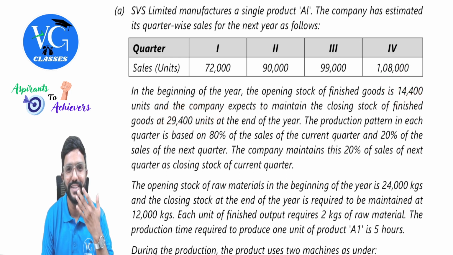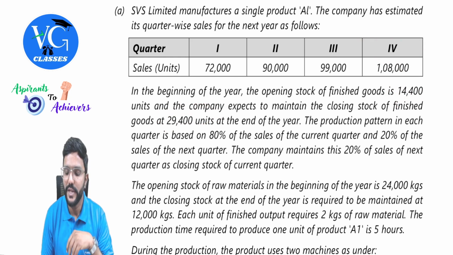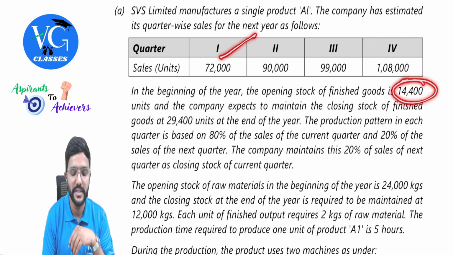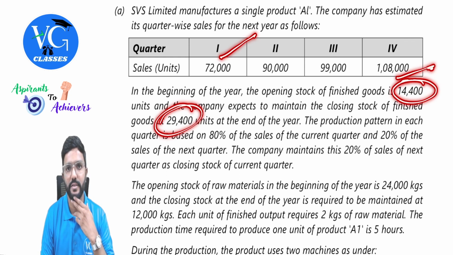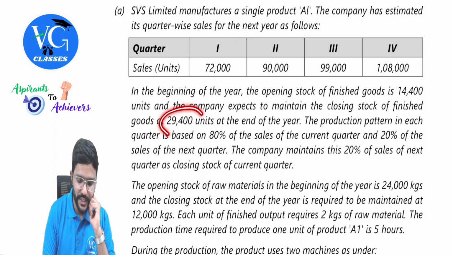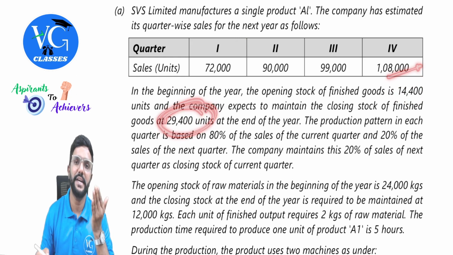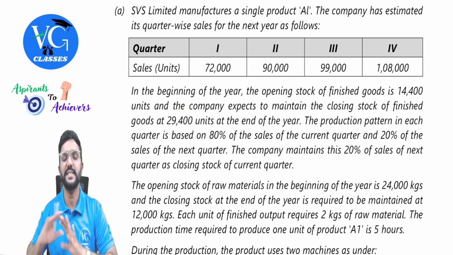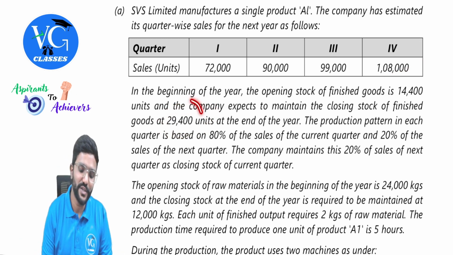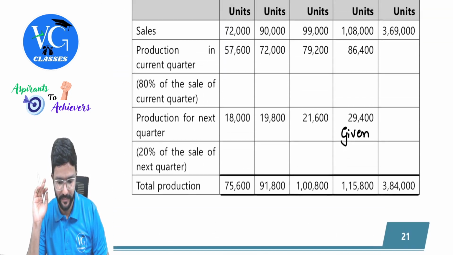Closing stock of the year means the year will end with what quarter? Fourth quarter. Is that clear? So please be careful. This will be the opening stock of the first quarter, whereas this is the closing stock of the last quarter. That is nothing but for the year. So they have given the closing stock of Q4, which is nothing but 20% of next quarter sales. So this is already given. Next quarter sales is not given in the question, but closing stock is given. We will straight away take it, people.